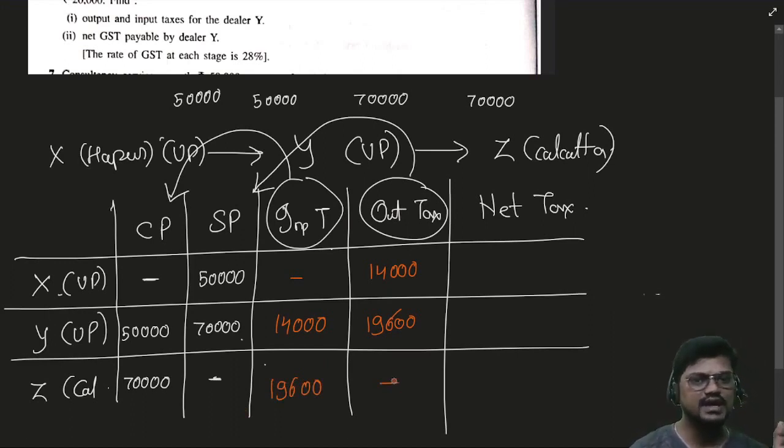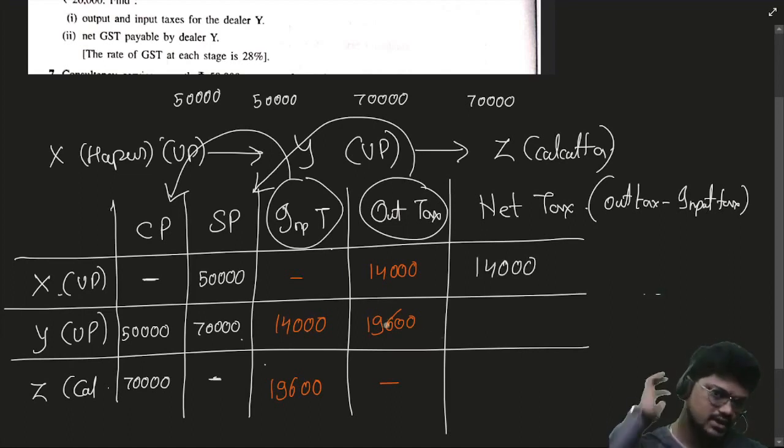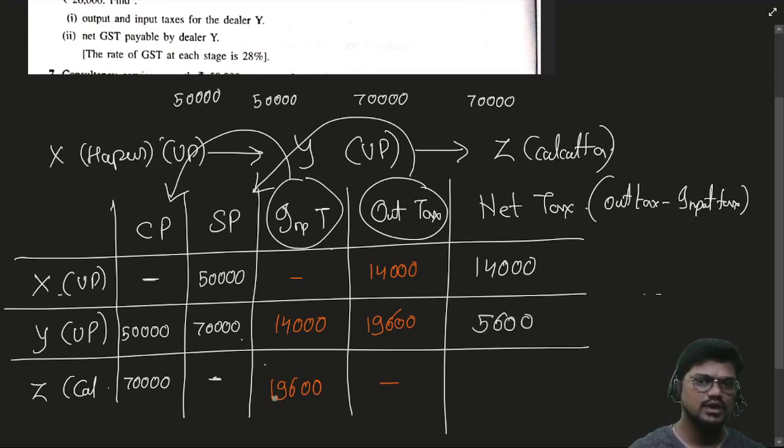Right. What is net tax? The net tax is always output tax minus input tax. Got it? It will always be output tax minus input tax. For X, output minus input is 14,000. For Y, output minus input will be 19,600 minus 14,000, which is 5,600. And the net tax for Z will be minus 19,600.